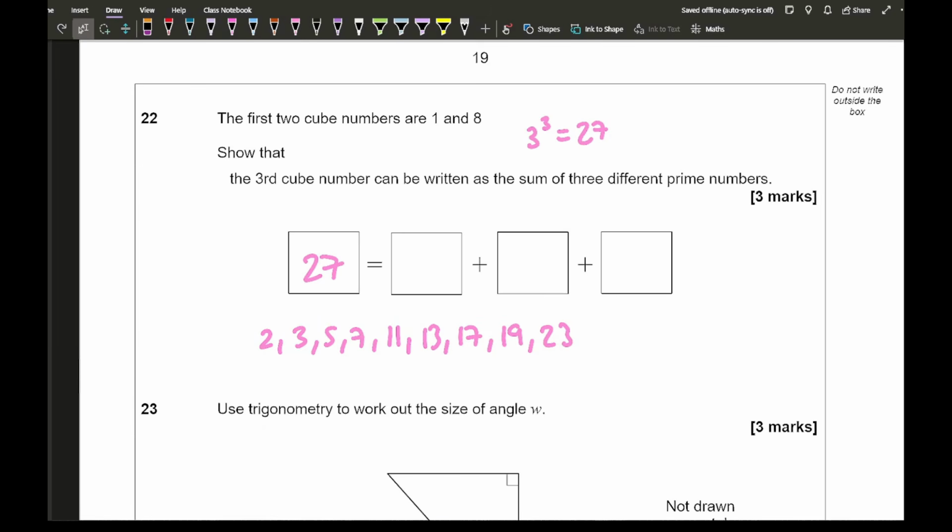in which there are a number of possible combinations you can have. So you could either have 3, 5, 19. You could also have 3, 7 and 17, or 3, 11 and 13. So any of those combinations would be fine to get the full 3 marks.